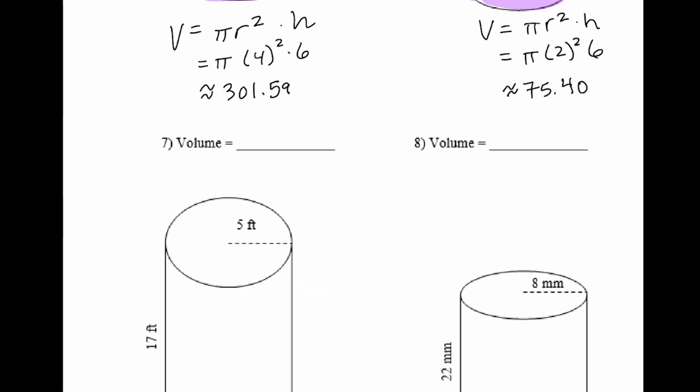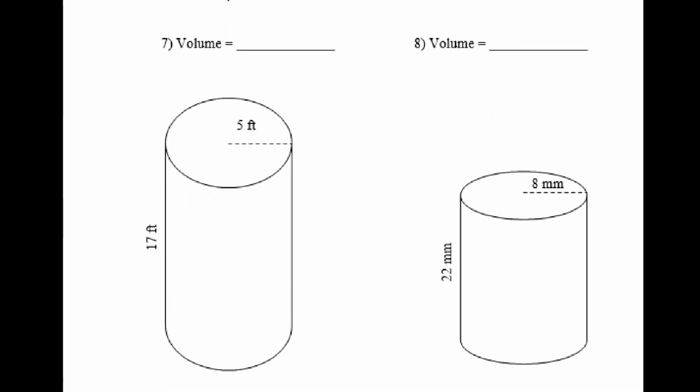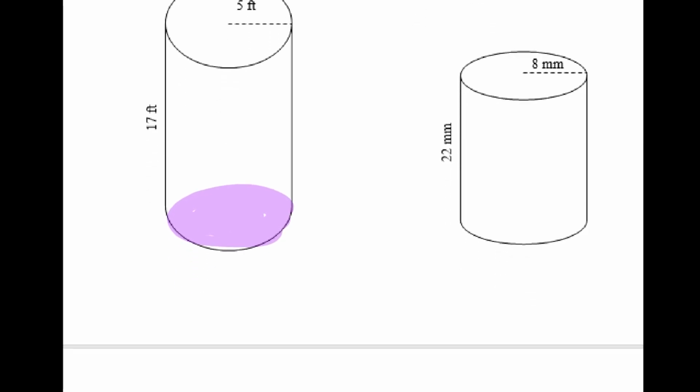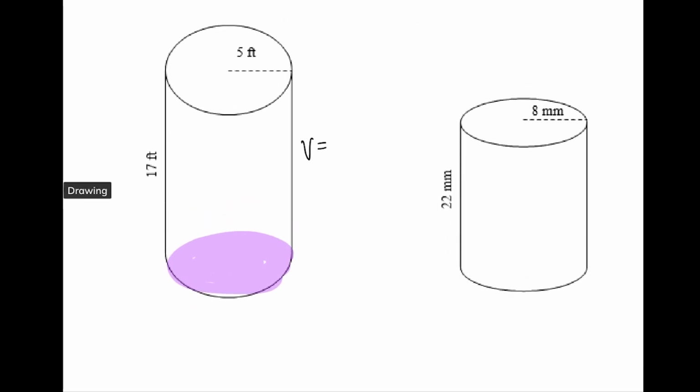So let's do a few more examples here. At number 7, we've got a radius of 5 and a height of 17. So we're going to calculate the volume the same way we did the other ones. We're going to find the base area and then multiply that by the height.